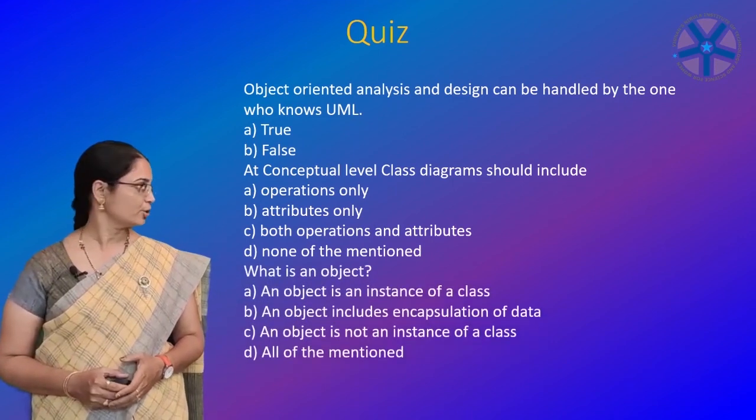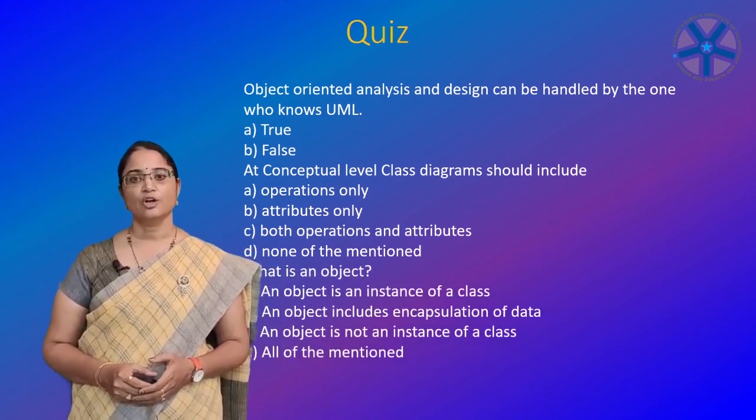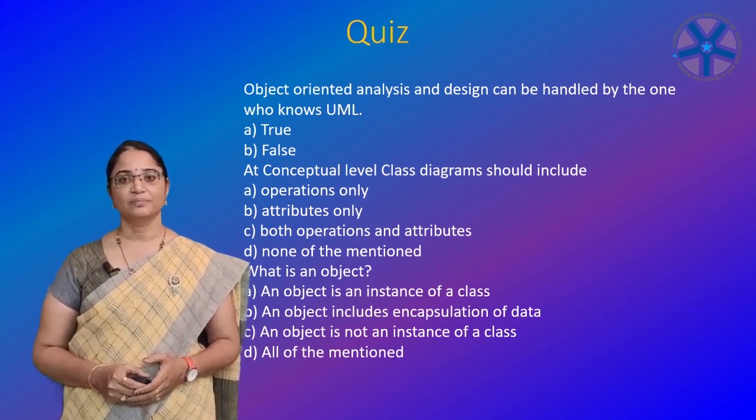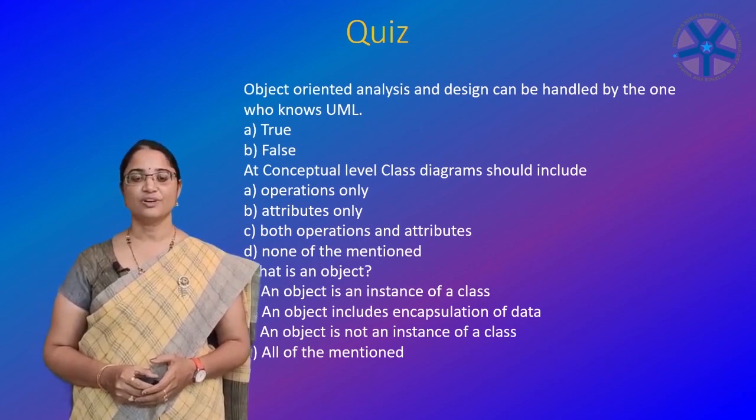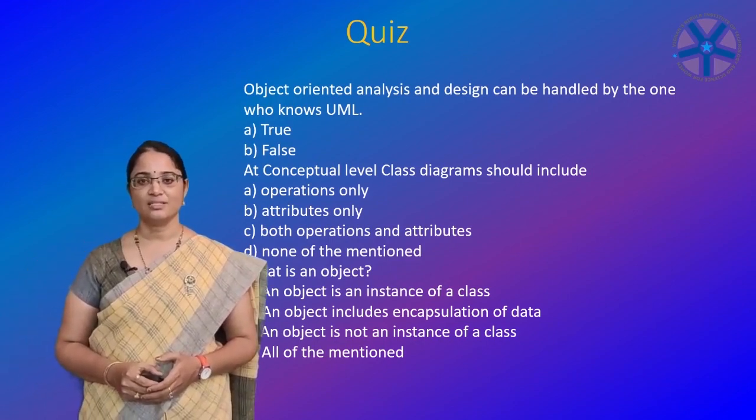Next, what is an object? We all know that an object is an instance of a class. An object includes encapsulation of data. An object is not an instance of a class. All the mentioned. So, an object is an instance of a class.